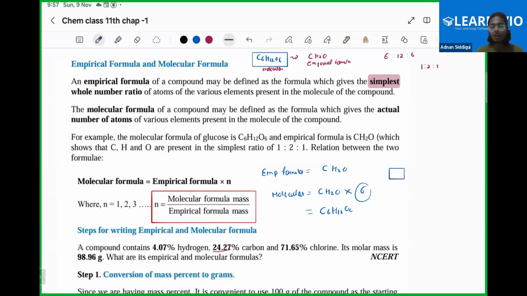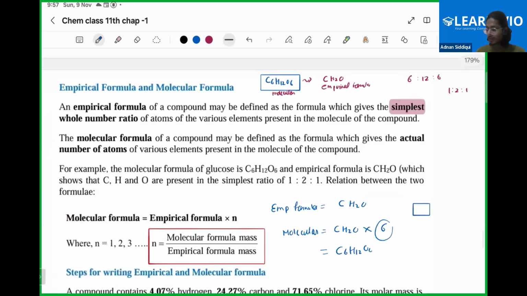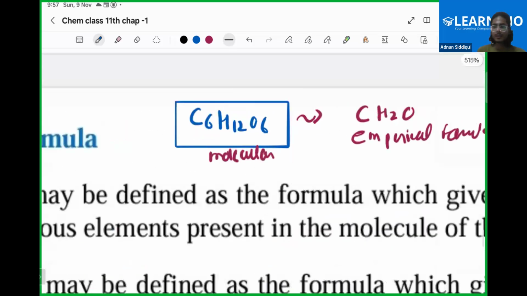What empirical and molecular formula basically mean, let me tell you about that. Suppose I'm taking this glucose formula, this is glucose, right? This is a molecular formula. This is the molecular formula for glucose. In molecular formula, you are seeing the exact number of atoms. In glucose, you have 6 carbon, 12 hydrogen, and 6 oxygen atoms.